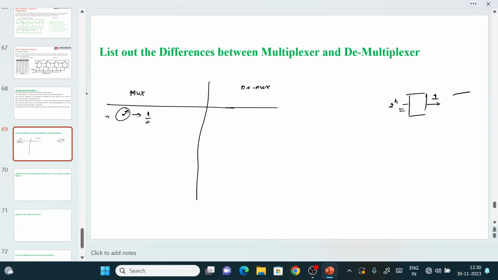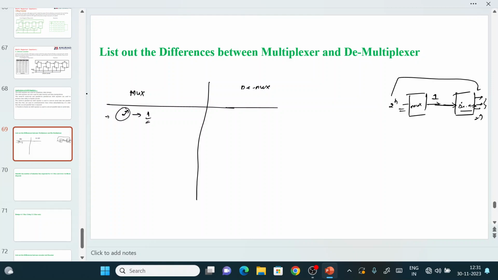Now what is the meaning of demultiplexing? After multiplexing, the output of the multiplexer will be given to the input of the demultiplexer, so that it will again produce the 2^n outputs. So finally your input will equal the output. Here we have the multiplexer operation, here we have the demultiplexer operation.